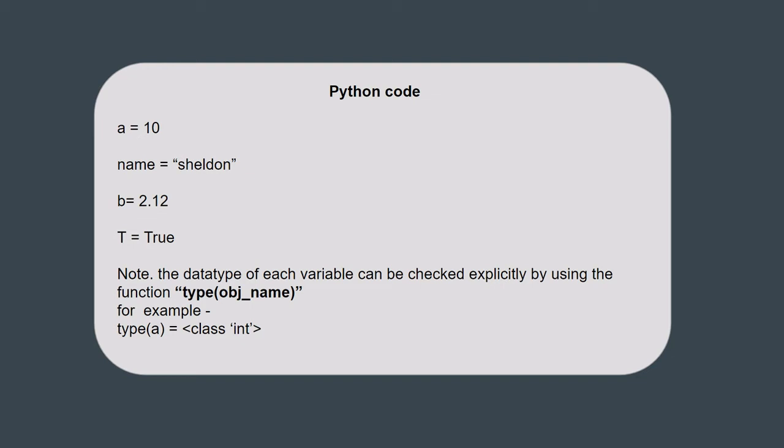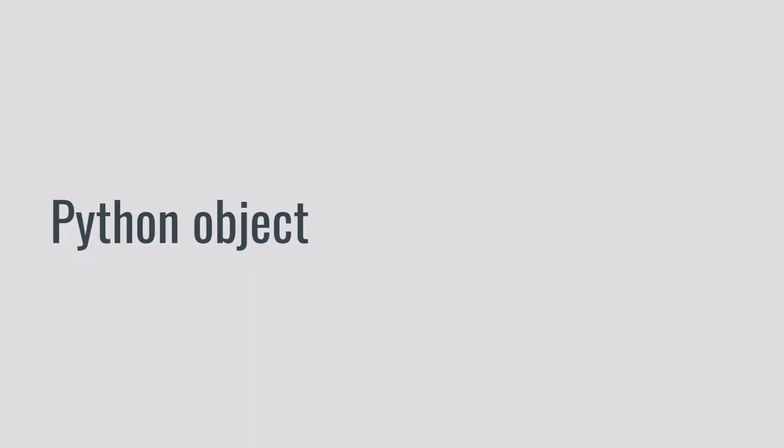Note, the data type of each variable can be checked explicitly by the users, by the programmers, by using the function type and giving the argument as the object name. I'll tell you more about this object name as an argument later in this slide. So just for this case, you can check by entering type of a and it will print class int. Now let's move on to a more major topic, that is a Python object.